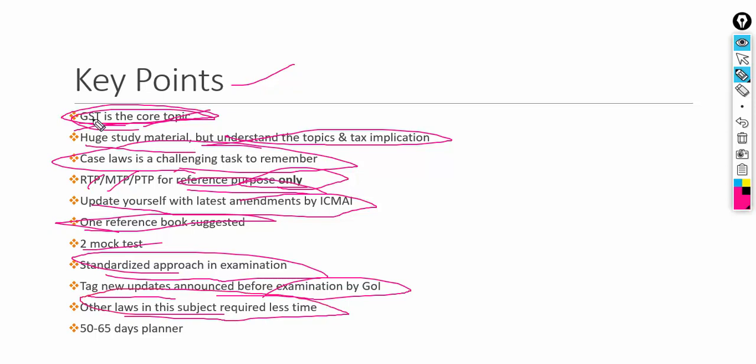Other laws in this subject require less time. So I already mentioned GST carries very good marks. The other laws might be customs laws, foreign trade policy, or any other case laws, and demand lesser time when compared to the GST. So a 50 to 60 days, 65 days planner is a perfect planner for you to get good marks in your examination.